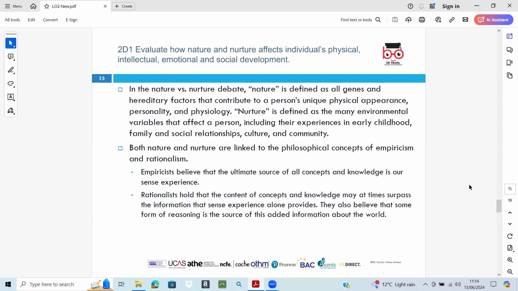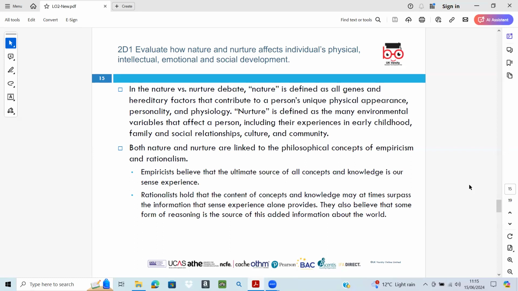Then we have empiricism and rationalism, the source of knowledge. Empiricists believe that our senses and experiences form the foundation of knowledge and understanding. They emphasize observation, experimentation, and sensory input as the primary source of learning and development.